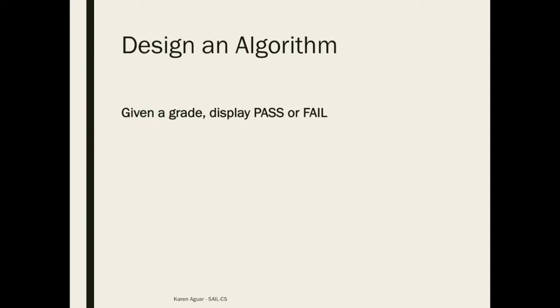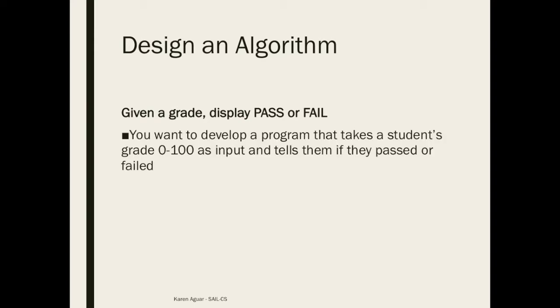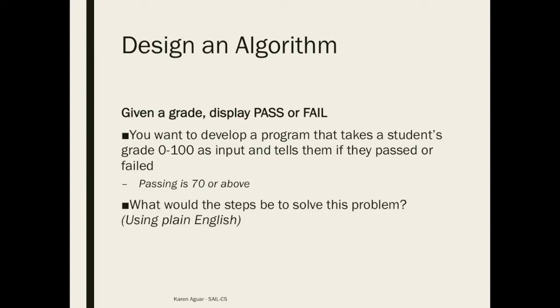Let's say that you wanted to design an algorithm that displayed either pass or fail given an int variable grade. Your program would need to read in that input from the user, an int between 0 and 100, and then tell them if they passed or failed. Passing is 70 or above. Using plain English, what would the steps be to solve this problem?